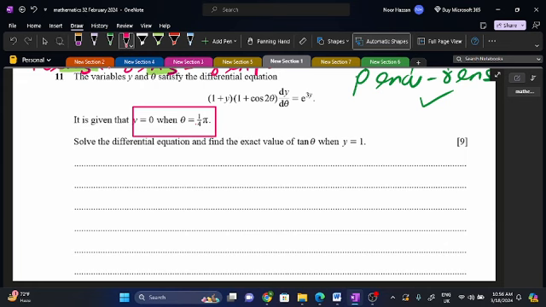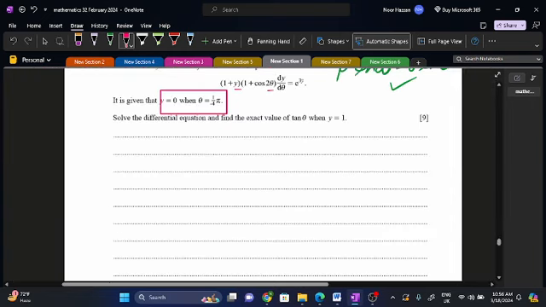Second point, this is dy by d theta, and y and theta are mixed. You have to solve that equation by using the method of separation of variables. You have to shift y terms on one side of the equation and theta terms on the other side. That is the point that you have to keep in mind.